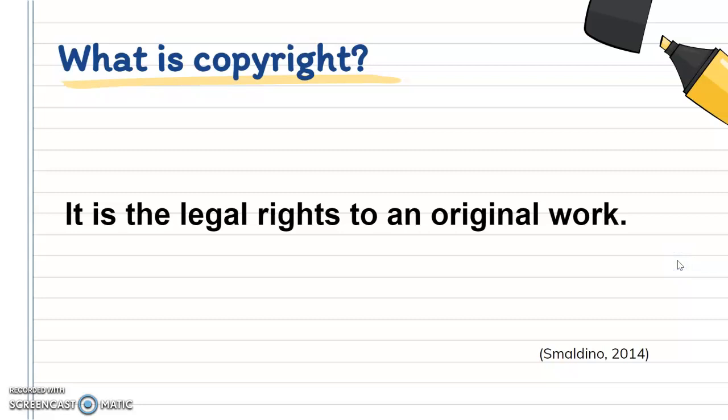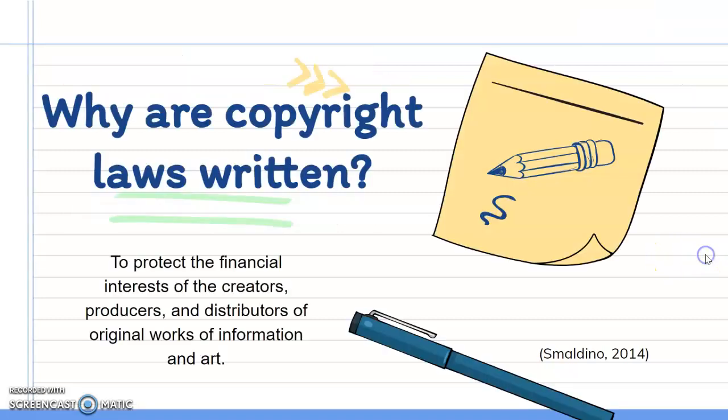What is copyright? It is the legal rights to an original work. Why are copyright laws written? To protect the financial interests of the creators, producers, and distributors of original works of information and art.